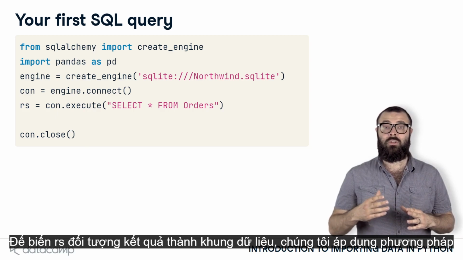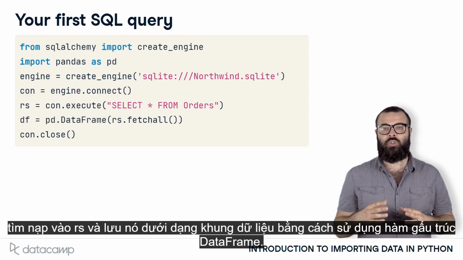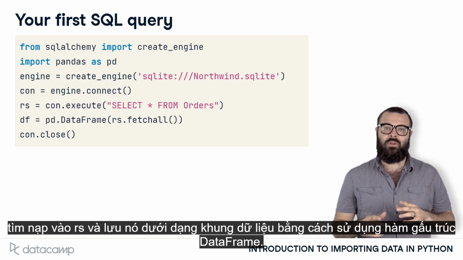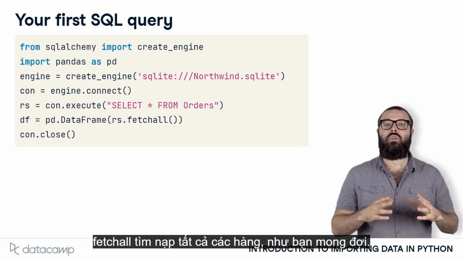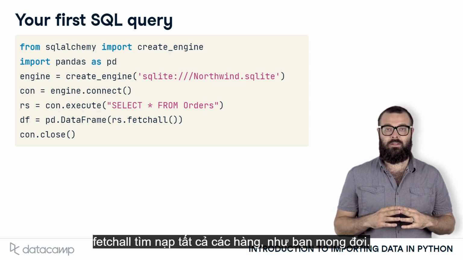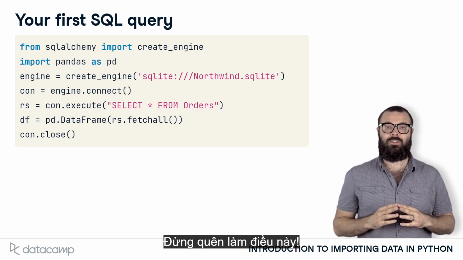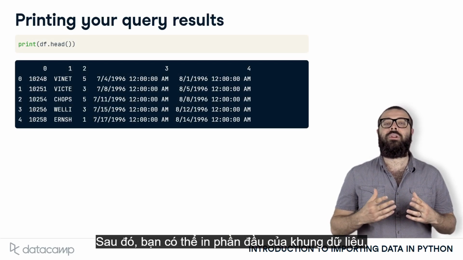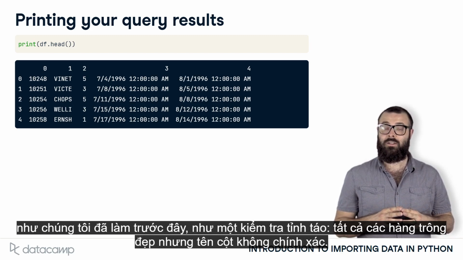To turn the results object rs into a DataFrame, we apply the method fetchall to rs and save it as a DataFrame using the pandas function DataFrame. fetchall fetches all rows as you would expect. To close the connection, execute con.close. Don't forget to do this. You can then print the head of the DataFrame, as we have done before, as a sanity check.